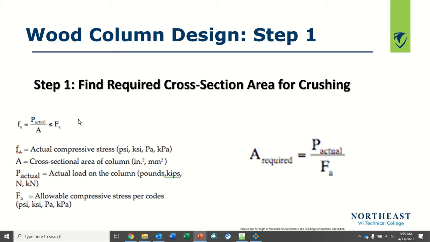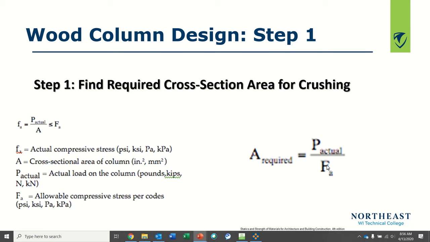All right. So let's just talk about the general process of wood column design. Going through these examples, I kind of did it already. First, we want to find the required cross-section area for crushing. From load tracing, you put your actual load in there. My actual load divided by my actual area equals my actual stress, which is less than or equal to my allowable stress. However, like I showed you before, A required equals my actual load from load tracing divided by my allowable stress. That'll give me my area.